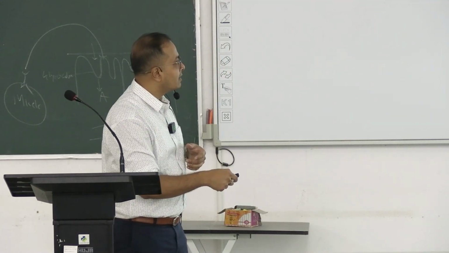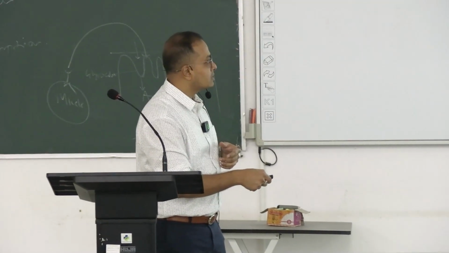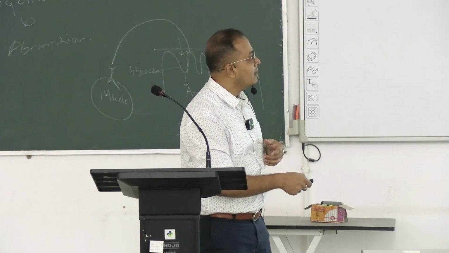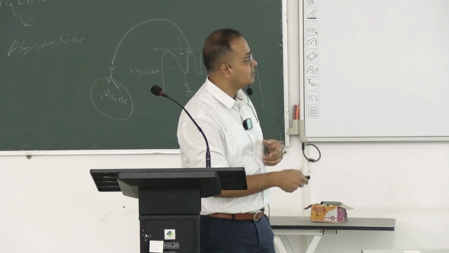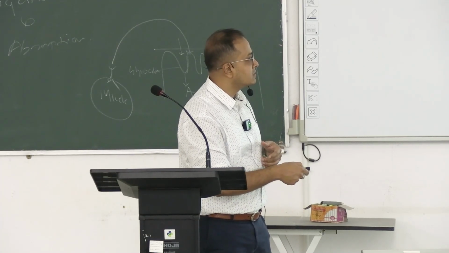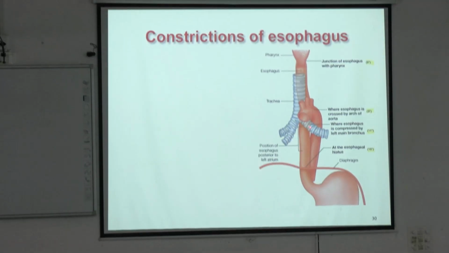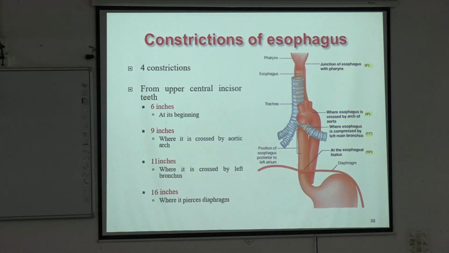The second narrowing is where you see the trachea splitting into right and left bronchi. As the esophagus crosses the left bronchus, it has another narrowing, and another narrowing occurs when it is crossed by the arch of the aorta. These are the three narrowings present at three different levels. Then the esophagus pierces the diaphragm to enter the abdomen. Once it pierces the diaphragm, it has the fourth narrowing. So, these four narrowings you have to keep in mind.